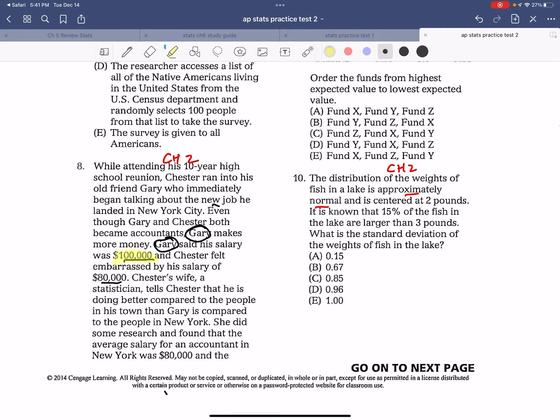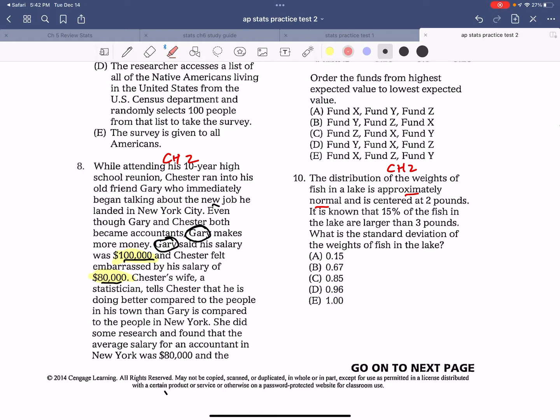$80,000. Now, I will say that this is very, very true to life. You can make more money than another person but still be poorer because of the standard of living in that city. You'll end up spending a lot more. So creating a Z-score would be a better way to compare, since you're kind of comparing apples and oranges.